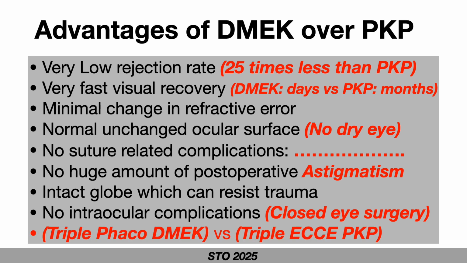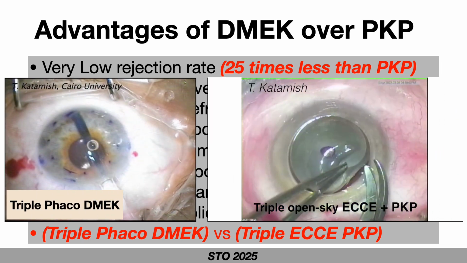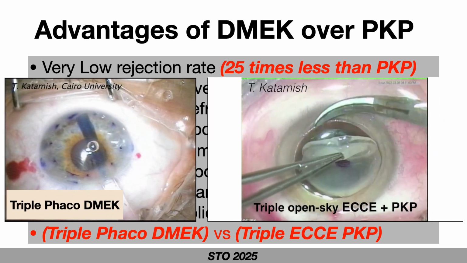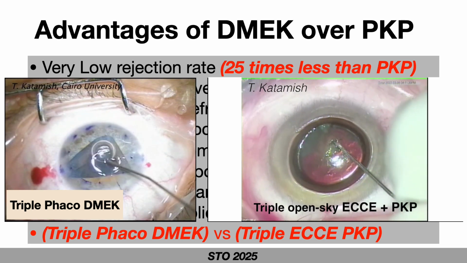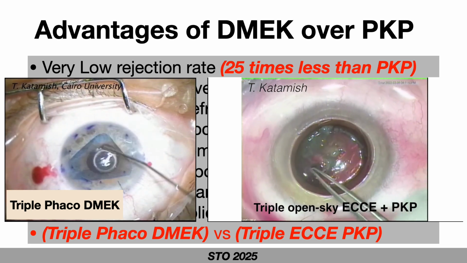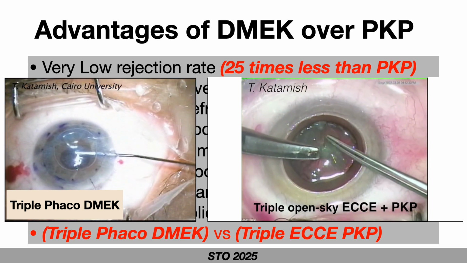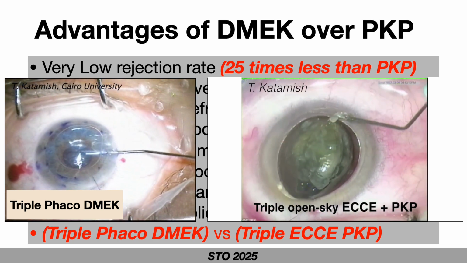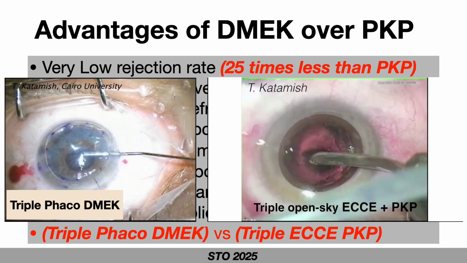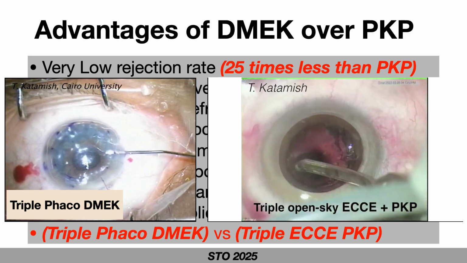And finally, the triple phaco is much safer and controlled if compared with the triple extracapsular penetrating keratoplasty. As you see from these two videos, the triple phaco is controlled, working in closed eye conditions, but you are working in triple open sky extracapsular PK in a very risky and uncontrolled way.